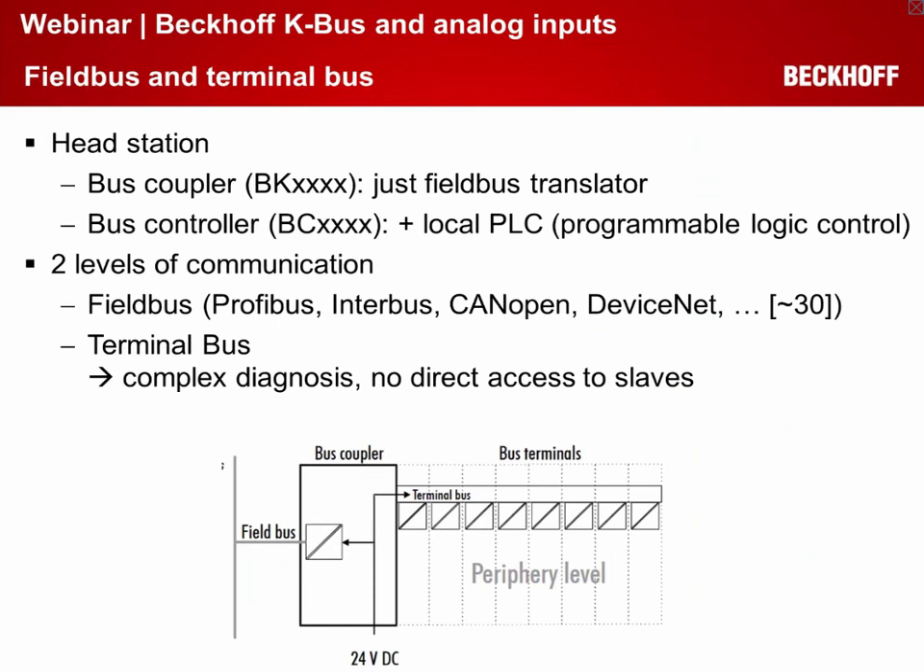How is the system working? You always have a head station, the bus coupler, which is not programmable, and sometimes you have a bus controller, BC, BX, which can do local PLC programming, so you can have some additional code inside of the head station. What is the main point? With the K-bus system you always have two levels of communication. You have a field bus on the left side, Profibus, Interbus, and you have the terminal bus, the K-bus, inside of the terminals. That makes the diagnosis a little bit complex because you do not really have direct access to the slaves from the field bus side.